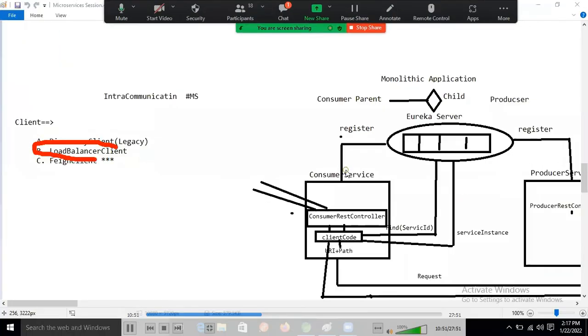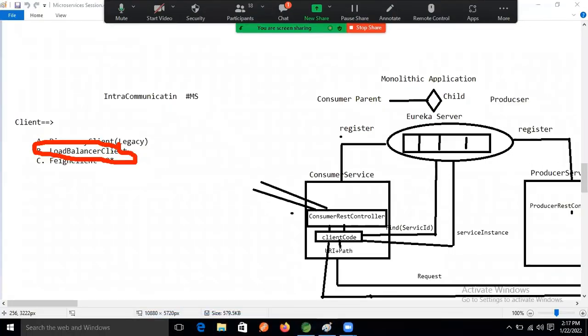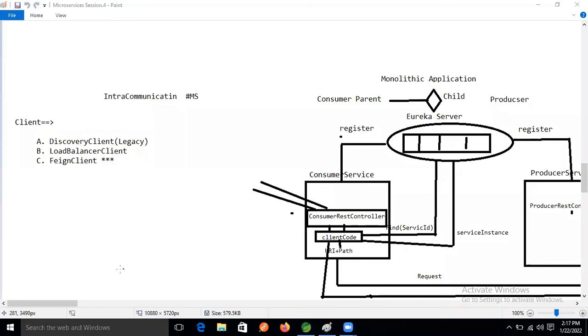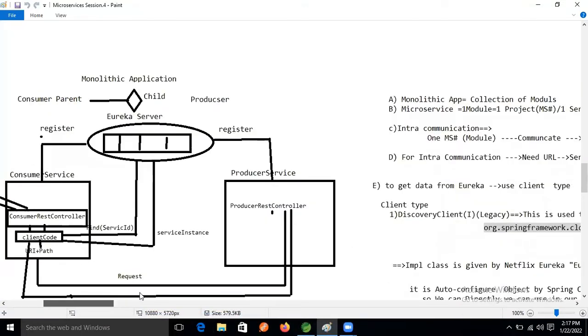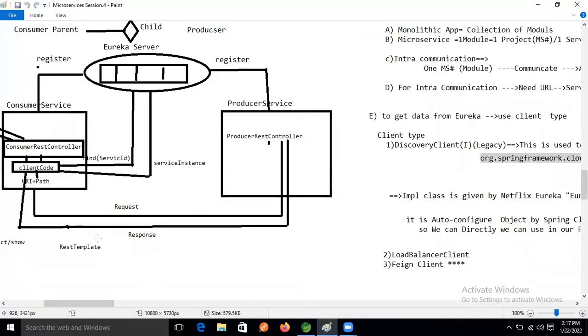Load balancer client also. Okay, now let's understand one more thing in the discovery client.